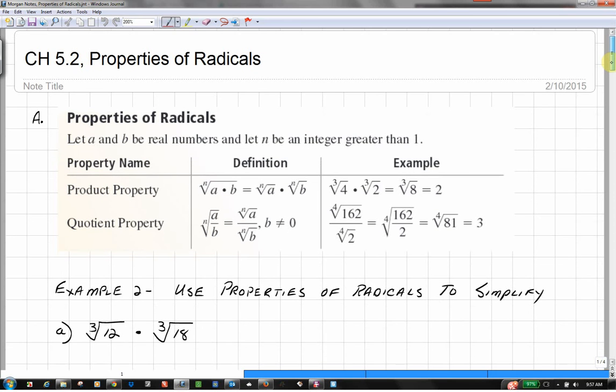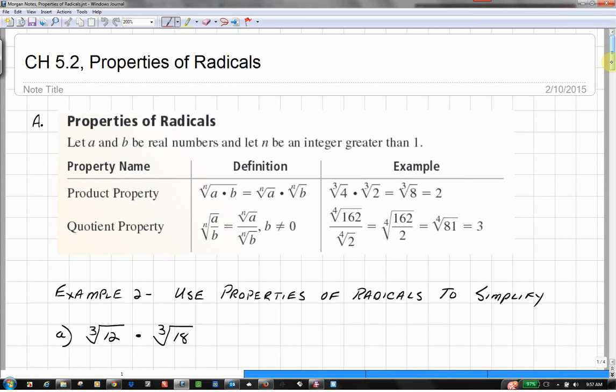The properties of radicals. Remember that we can go between radical form and rational exponent form. So the majority of this lecture will be dealing with the radical form and how to work with that. And the first one is the product property. You guys are familiar with this from square roots.